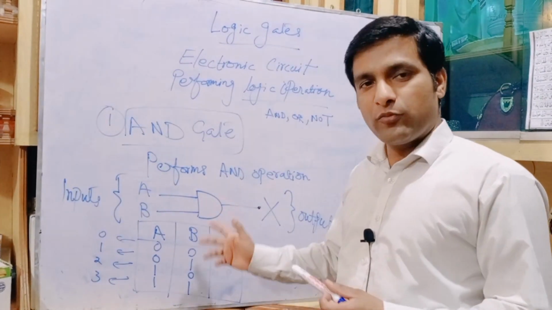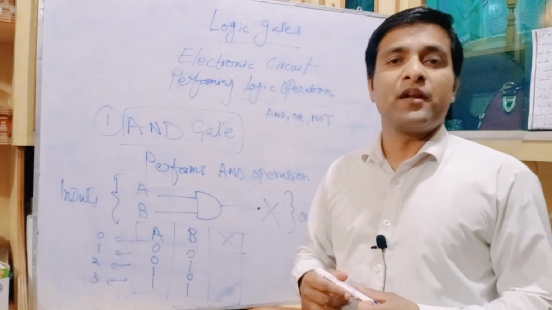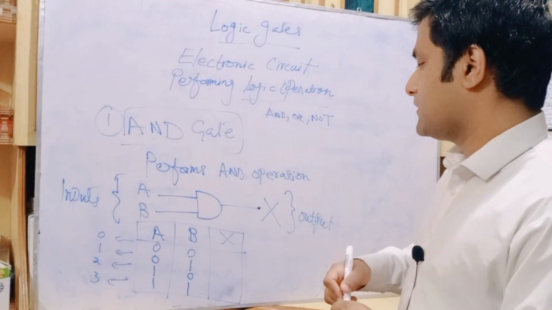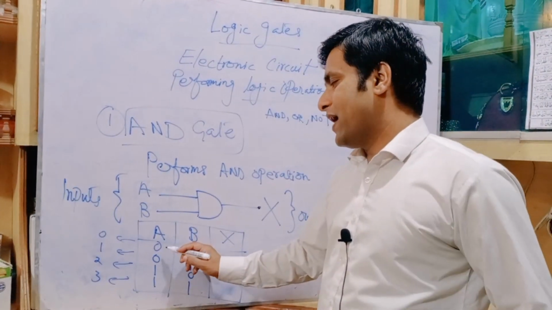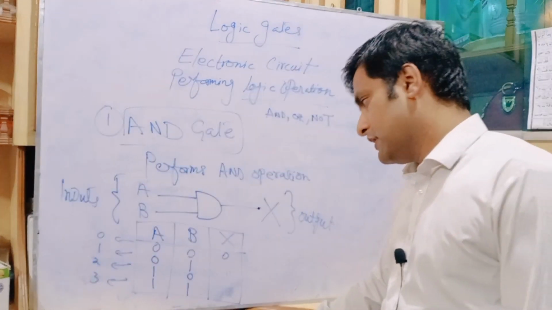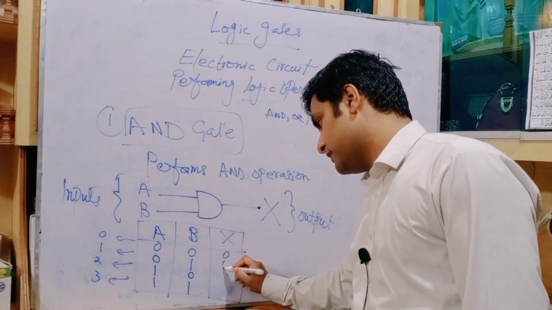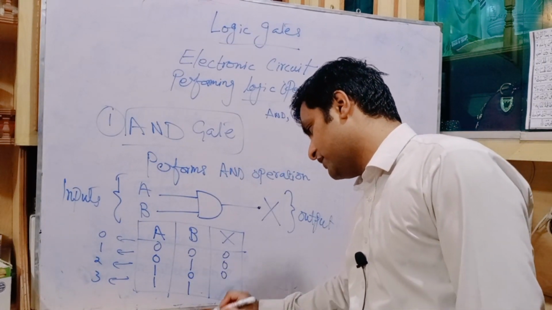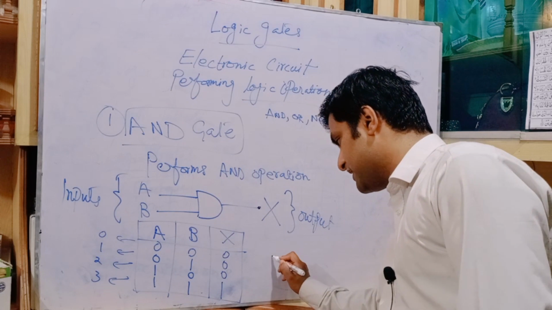So what is the AND operation? It's basically a multiplication. When we multiply 0 into 0, it would be 0. 0 into 1 is 0, 1 into 0 is 0, and 1 into 1 is 1. Basically, it's a multiplication.